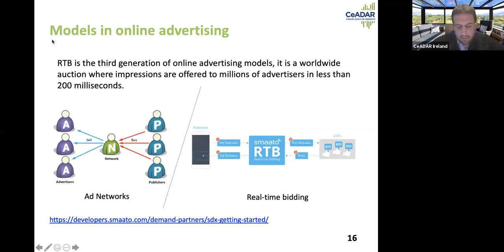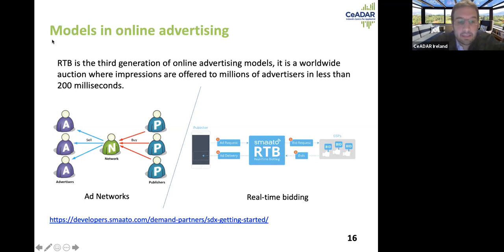The first models in online advertising were quite primitive. You would go to a website and say, okay, I want to display this banner 1 million times, and I will pay you for all this week, and I will pay you whatever. That was not very scalable. And then came ad networks, which managed the space that publishers had on their websites, and they got a commission for displaying the adverts of the advertisers.